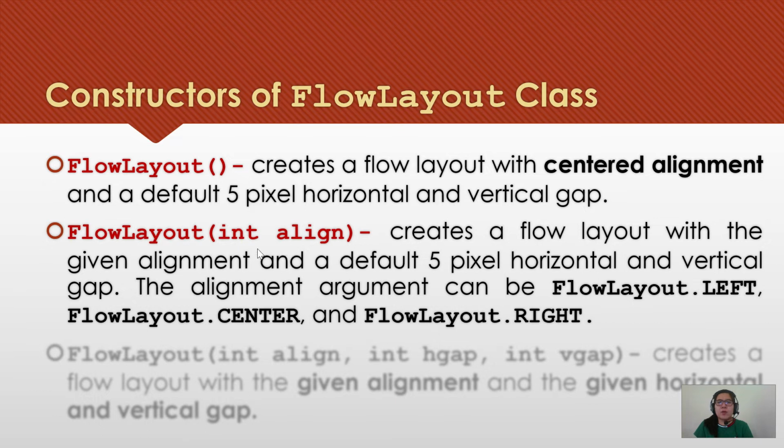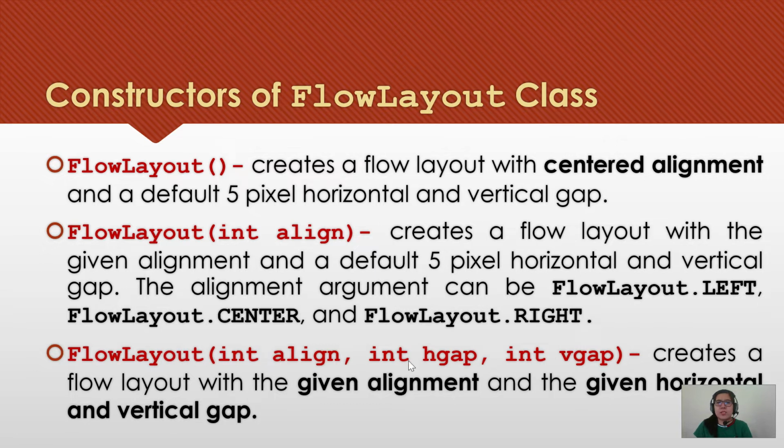If we have FlowLayout with the parameter int align, it creates a FlowLayout with the given alignment, and again, a default 5-pixel horizontal and vertical gap. The alignment that we're referring to here can be FlowLayout.LEFT, FlowLayout.CENTER, and FlowLayout.RIGHT. And lastly, we have the 3 parameters referring to the alignment, H gap, and V gap. So it creates a flow layout with a given alignment such as left, center, and right, and the given horizontal and vertical gap. Meaning, we will be setting here the spaces between the components.